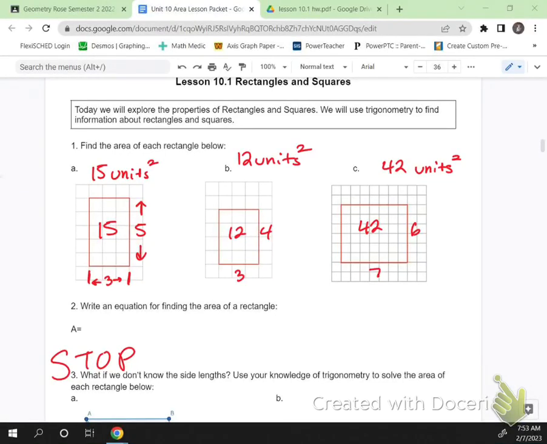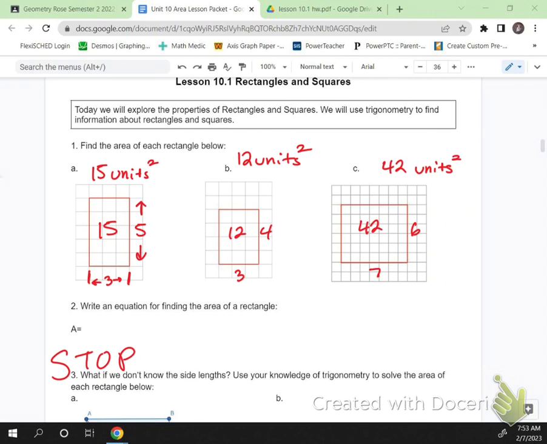All right, let's check back in now that you had a minute to discuss number 1 and number 2 with your partner. I got 15 units squared for A, 12 units squared for B, and 42 units squared for C. We should label area with units squared. Okay, it's not just inches or centimeters. It would be inches or centimeters squared because we're dealing with area.